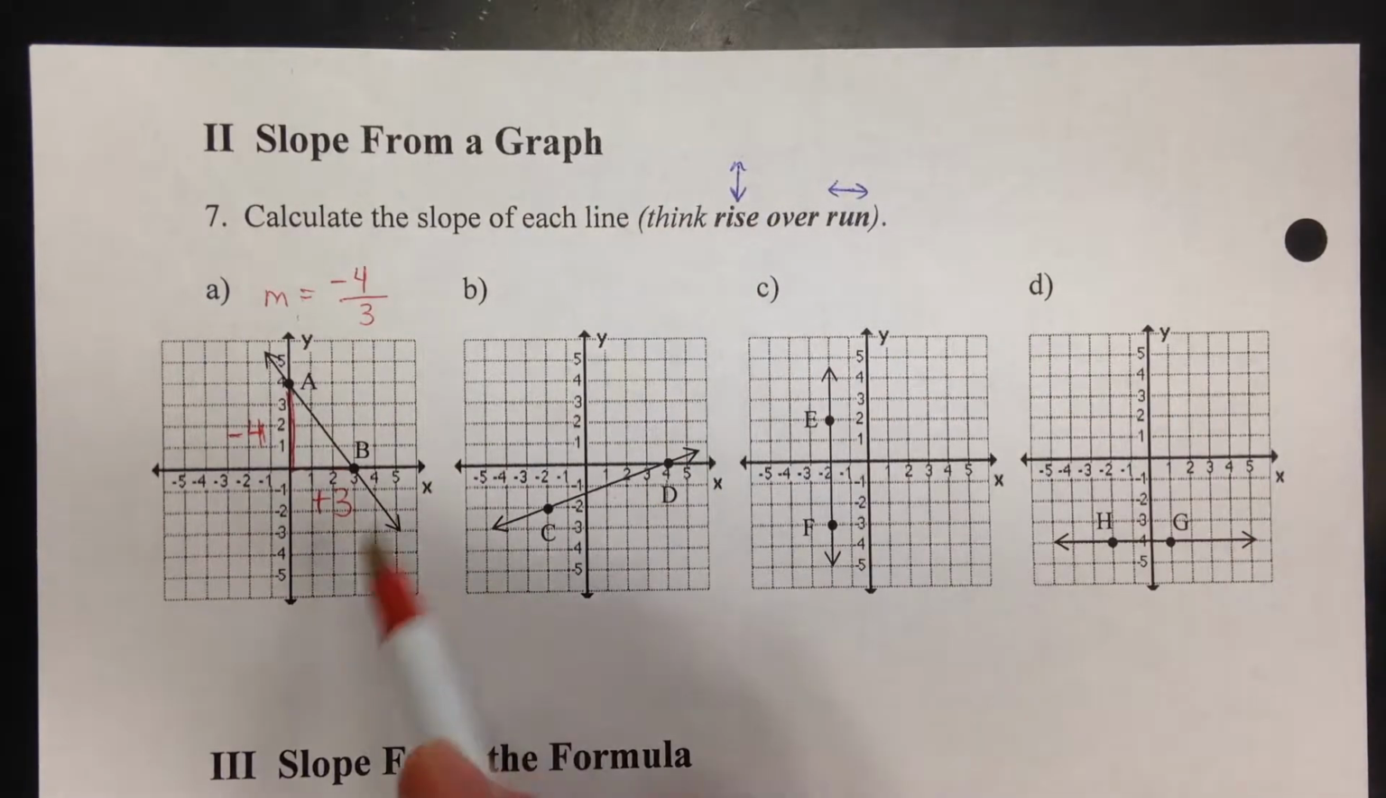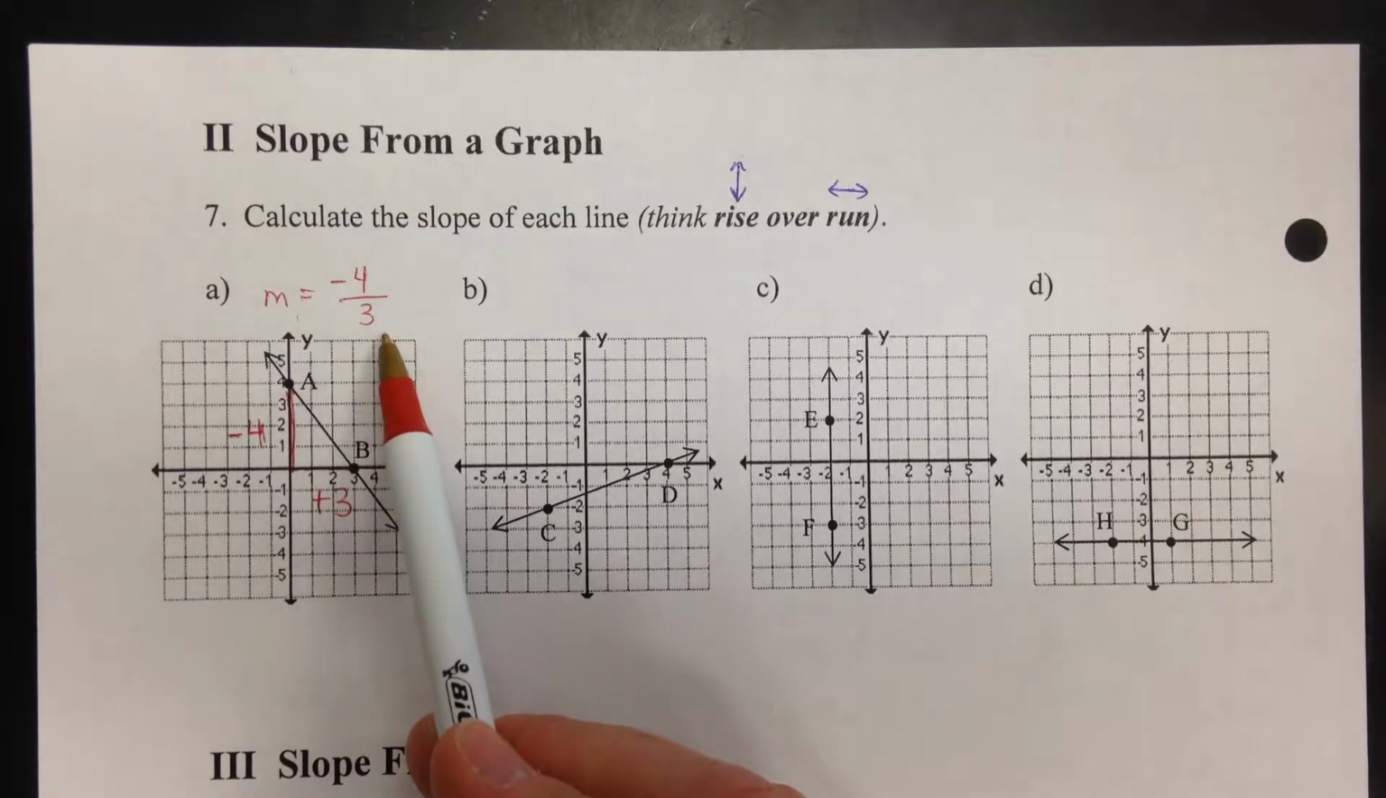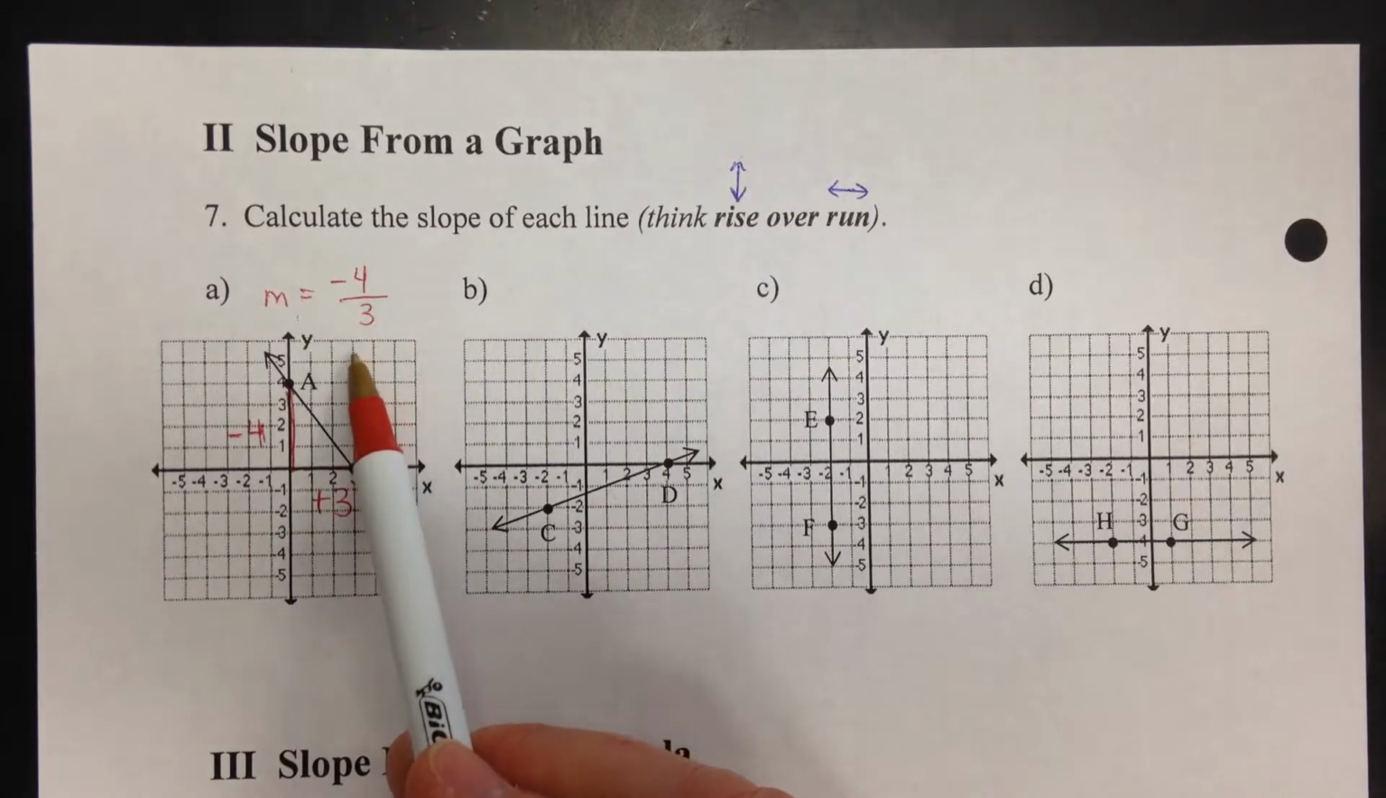That's it. You count the rise, down 4, you count the run, over 3, and you write it as a fraction. Always simplify your fractions. In this case, this is already good.